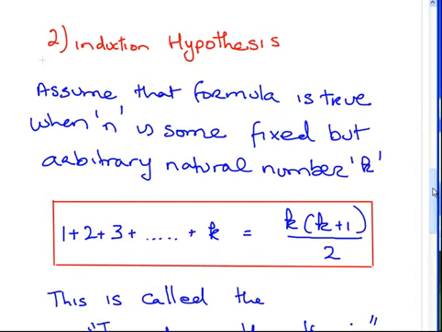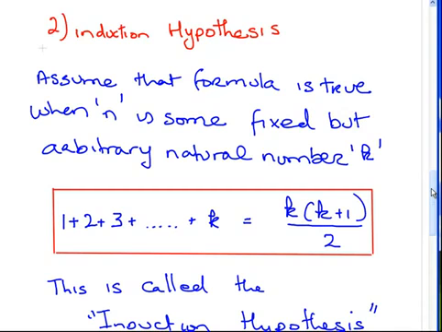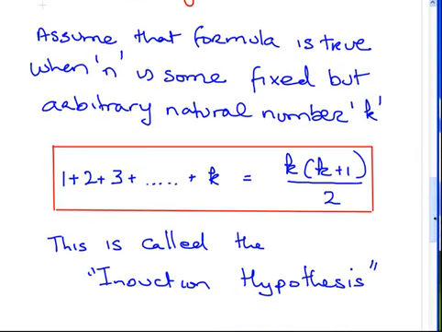Now, the next step is the induction hypothesis. Assume that the formula is true for when n is some fixed but arbitrary natural number k. Sorry, that's a k there. Let's write it in again. So essentially 1 plus 2 plus 3 all the way up to k is equal to k times k plus 1 over 2. This is what we call the induction hypothesis. Again, a very straightforward step. It's essentially just making this case, and that's the key part of this: you create this induction hypothesis. Okay, there it is there.